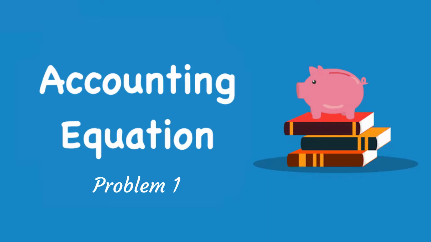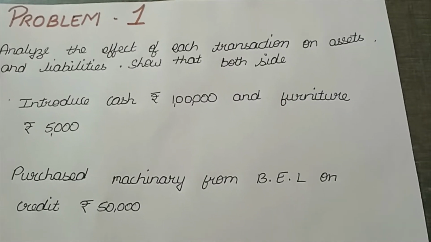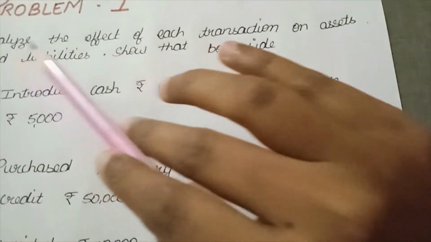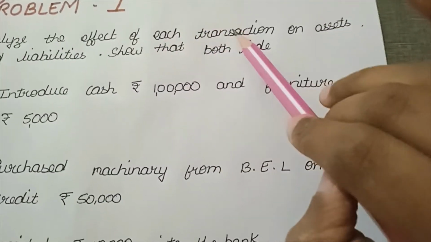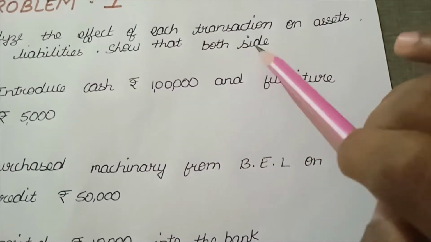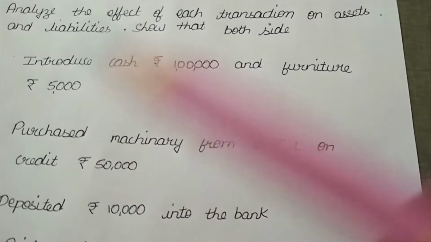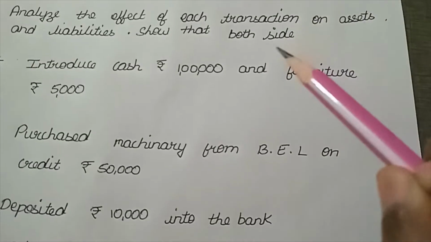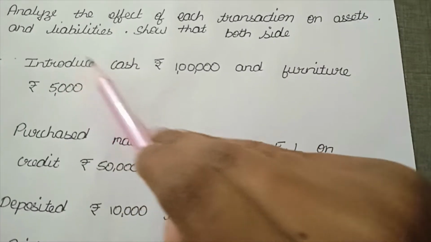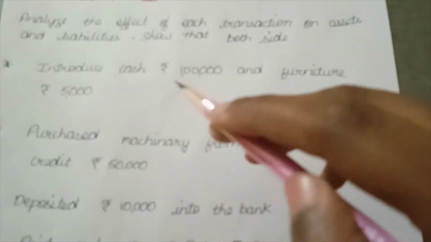Today we are going to see accounting equation problem number 1. Analyze the effect of each transaction on assets and liabilities. Show that both sides, the asset side as well as the liabilities side, are balanced. We have to show the transaction: introduce cash rupees 1 lakh and furniture 5,000 rupees.